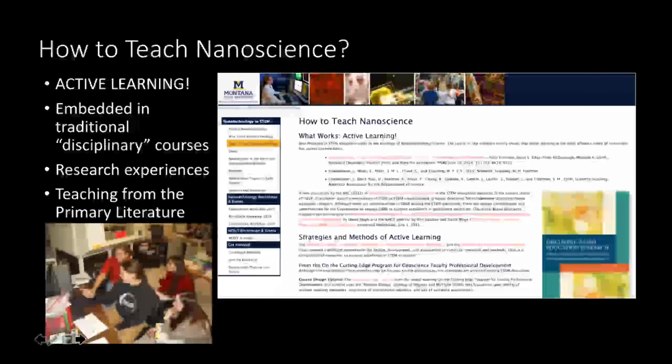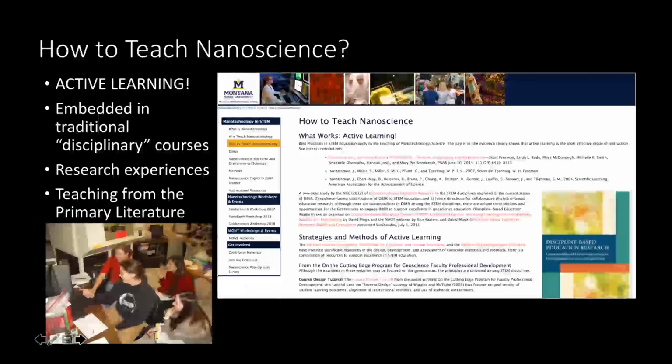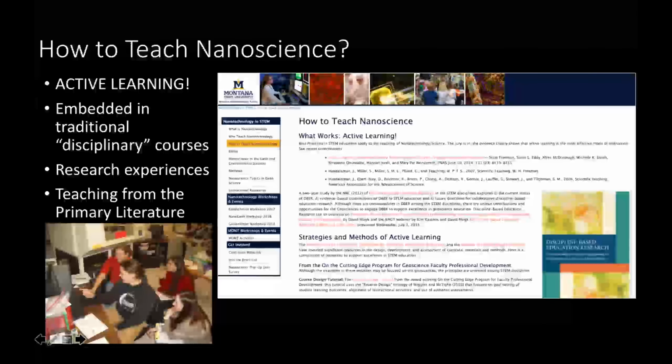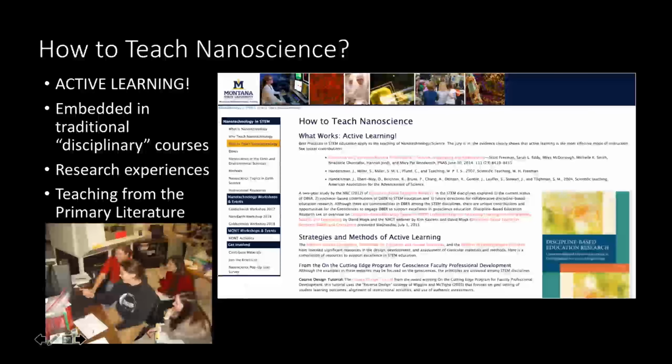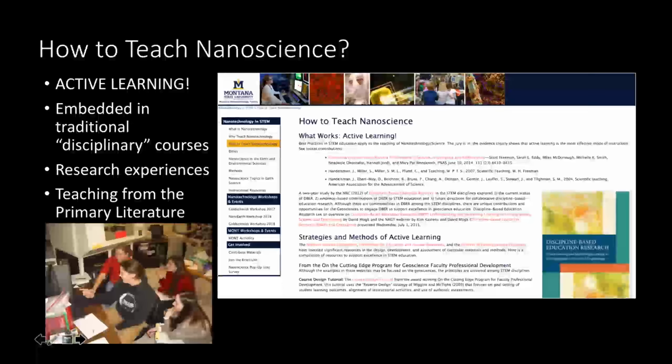So how to teach nanoscience? Well, you all know the party line. We're into active learning whenever possible. Let's have the kids get their hands on the instruments. There are many opportunities to do nano research in our standard classes. The group on the bottom is a bunch of my mineralogy students doing X-ray diffraction on clay minerals.